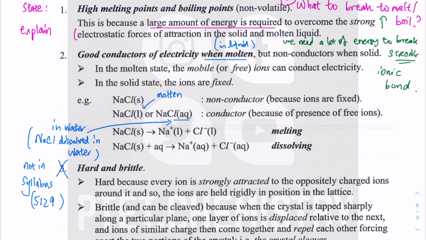Okay, so what you have is a mixture of water as well as NaCl. In the molten state, the ions are mobile, meaning free to move. So we say the ions are not mobile in the solid state. In the solid state, the ions are in fixed position.